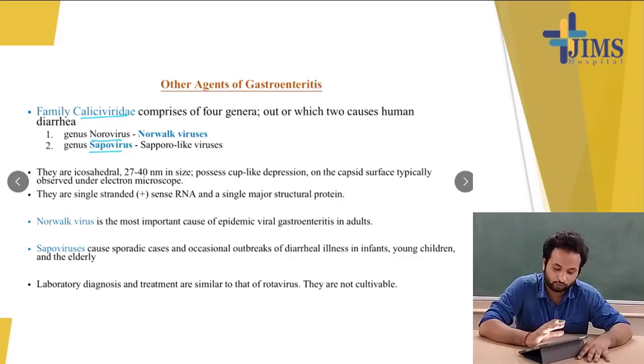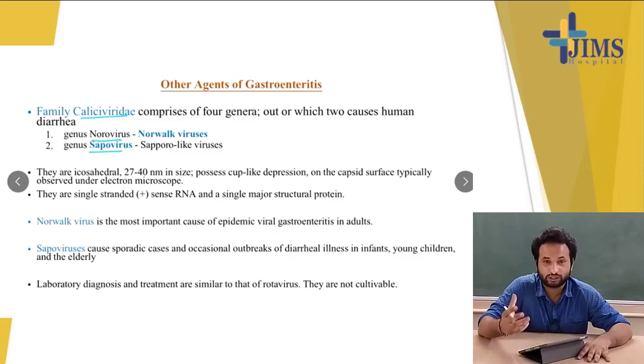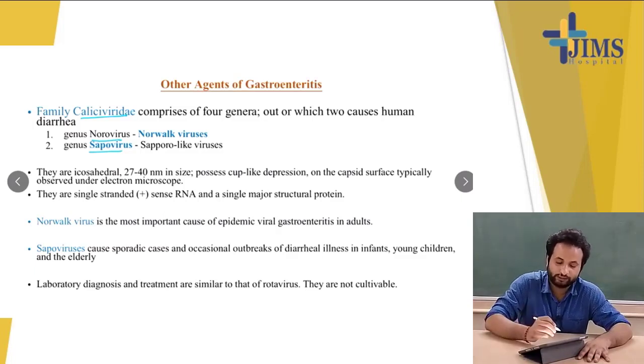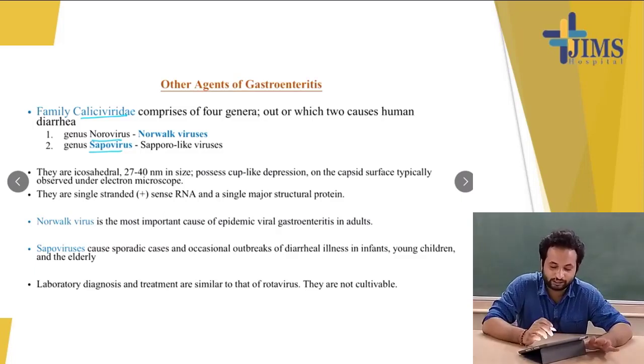Both of these viruses are icosahedral. They are 27 to 40 nanometer in size. They possess a cup-like depression on the capsule surface, typically observed under electron microscope through immunoelectron microscopy, which we are going to see in the next slide. Other than that, they are single-stranded RNA viruses which only have one major structural protein.